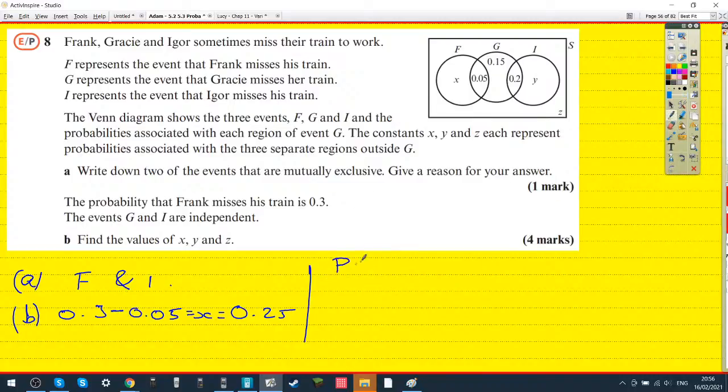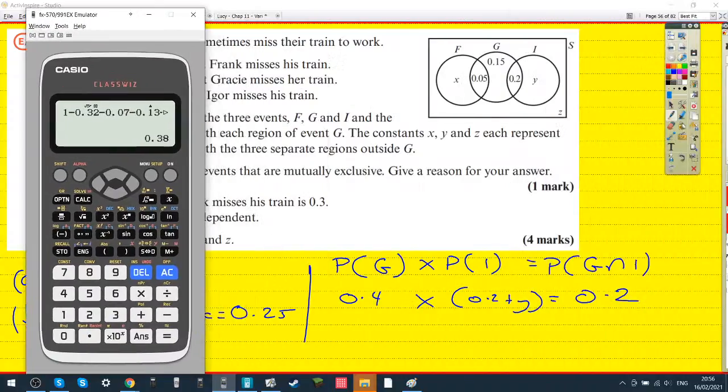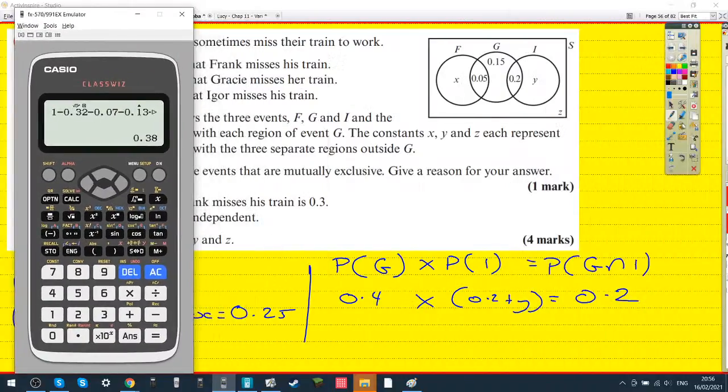So it's basically probability G times probability of I equals probability of both. Okay. Because it's independent. That's 0.4. What's probability of I? 0.2 plus Y. Yeah. Equals? G and I. Oh, it would be 0.2. Yeah. So you solve that one. So could you just sub in it for X, Y for X? Yep. Or you could do it the hard way. I'm not doing it the hard way.